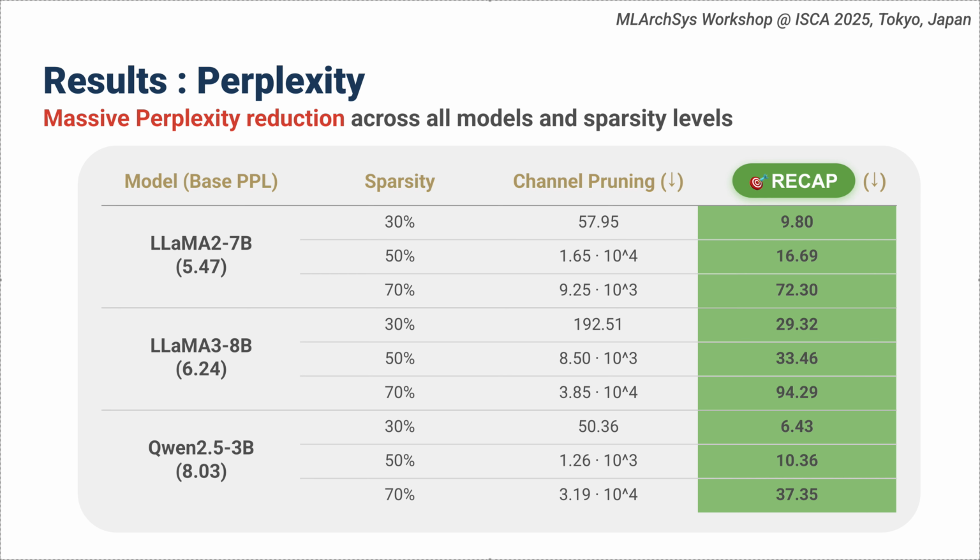First, we show the results of perplexity. As shown in the table, naive channel pruning dramatically increases perplexity across all sparsity levels. However, ReCAP achieves massive perplexity reductions across all models and sparsity ratios, approaching baseline model performances.